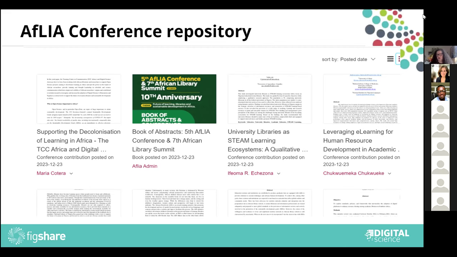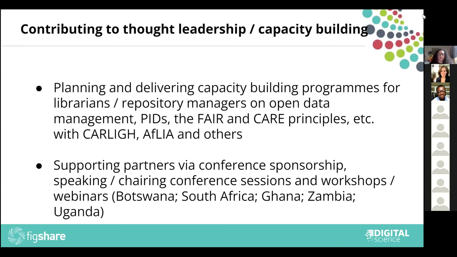As well as doing the conference repository together, we are contributing thought leadership and capacity building, and we will be delivering capacity building programs for librarians and repository managers on open data management, on persistent identifiers, the FAIR and CARE principles, and we're working also with GARLIC, the association in Ghana, and other associations around sub-Saharan Africa. And we have also been supporting our partners with conference sponsorship.